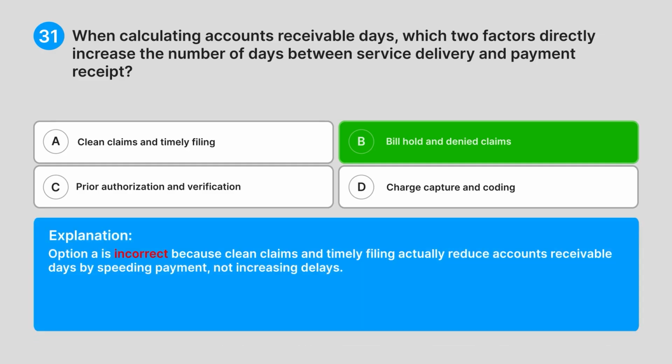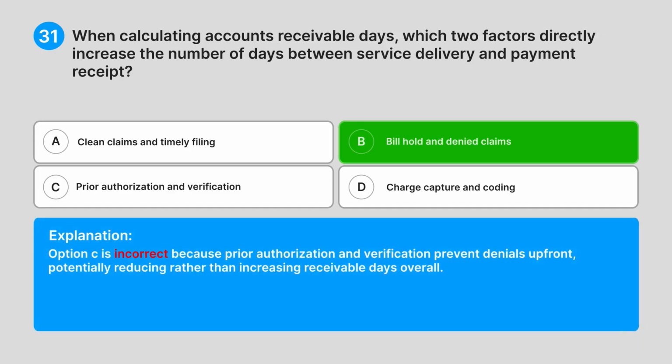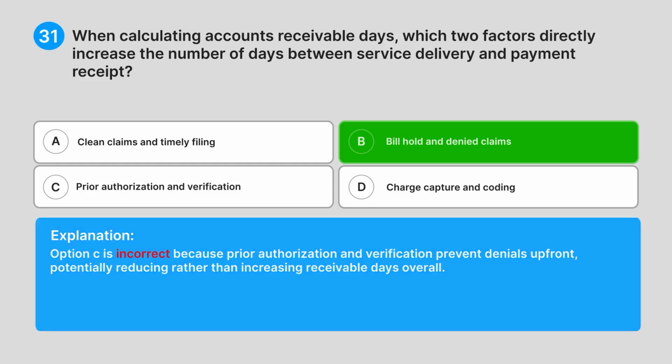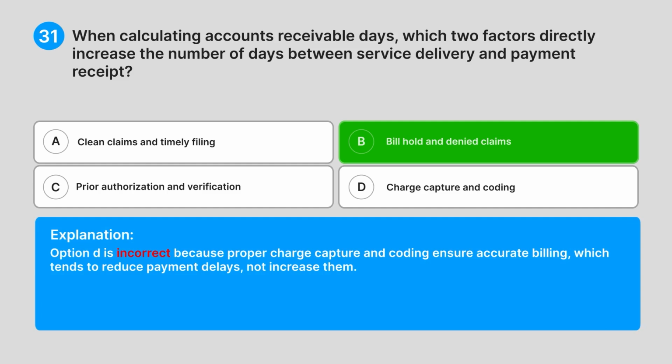Option A is incorrect because clean claims and timely filing actually reduce accounts receivable days by speeding payment, not increasing delays. Option C is incorrect because prior authorization and verification prevent denials up front, potentially reducing rather than increasing receivable days overall. Option D is incorrect because proper charge capture and coding ensure accurate billing, which tends to reduce payment delays, not increase them.